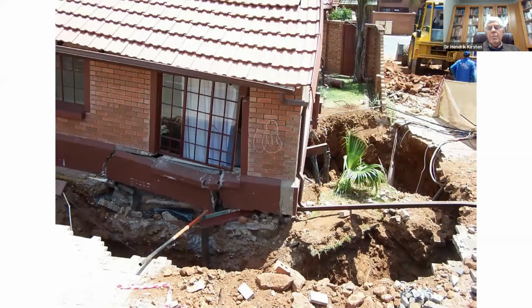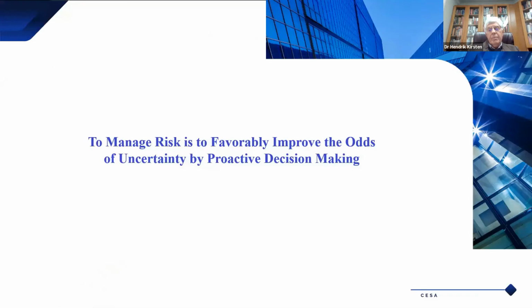I think this is an example that most of you will appreciate. It's a sinkhole that has occurred partly underneath a residence. And again, you can imagine the combination of the likelihood of occurrence of the sinkhole and the consequence, the magnitude of the effect of the sinkhole. To wrap up, to manage risk is to favorably improve the odds of uncertainty by proactive decision making.